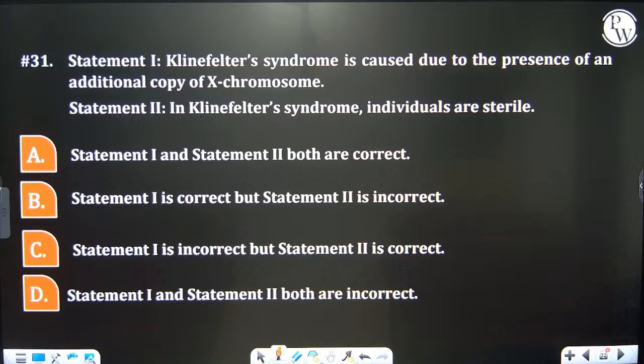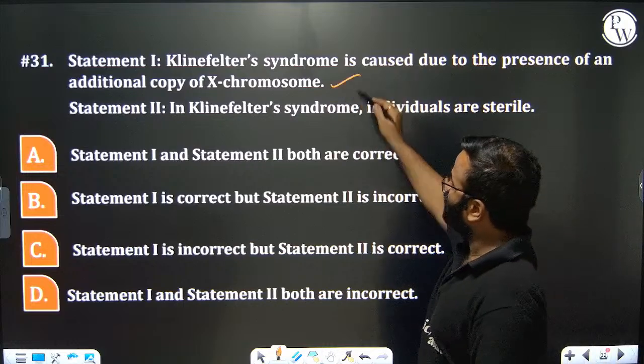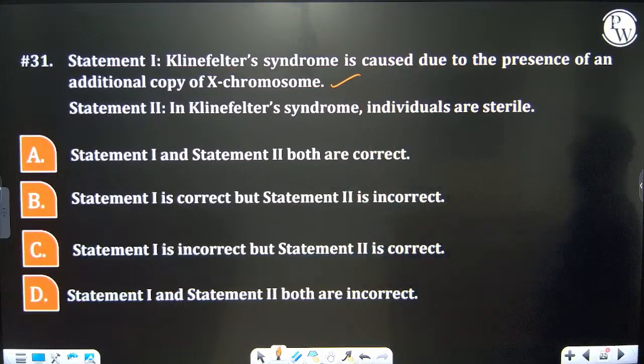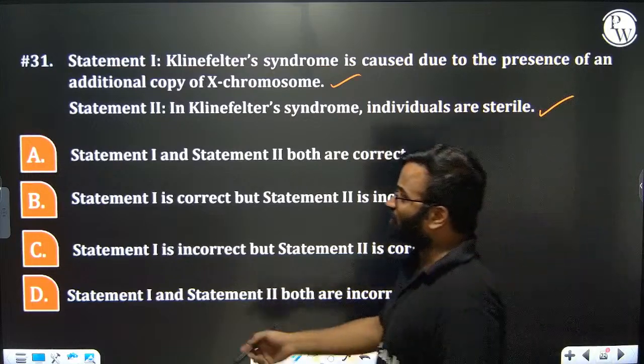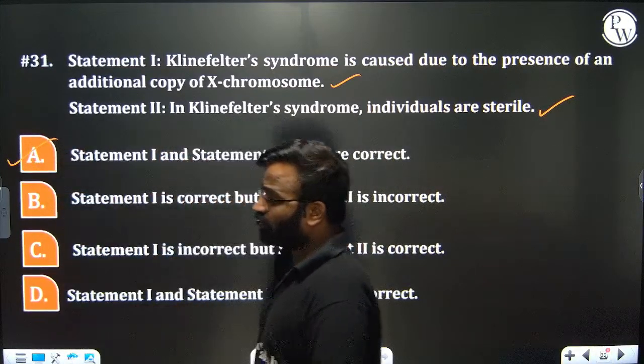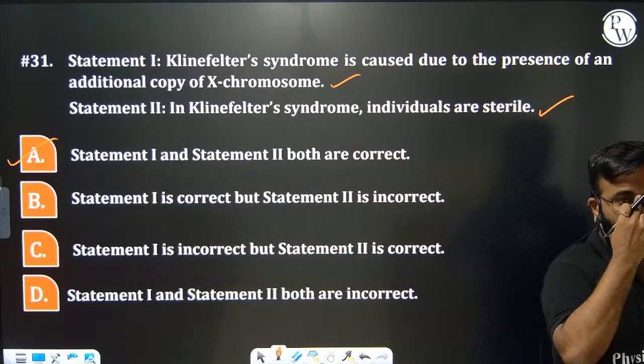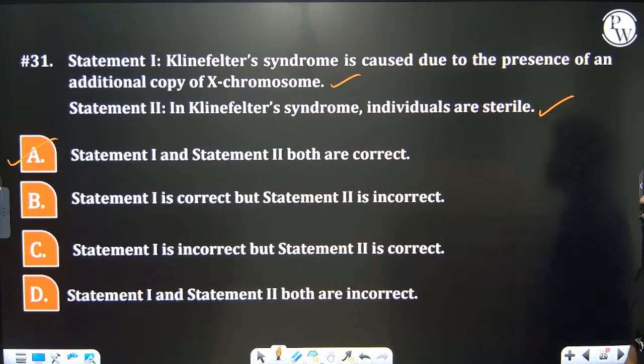Klinefelter syndrome is caused due to the presence of an additional copy of X chromosome. Yes, true. In Klinefelter syndrome, individuals are sterile. Yes, so both the statements are true.